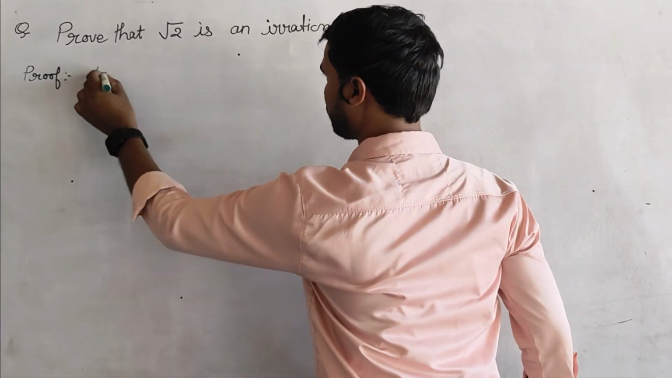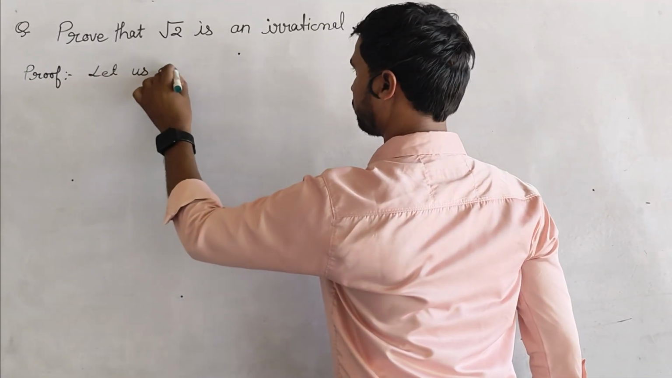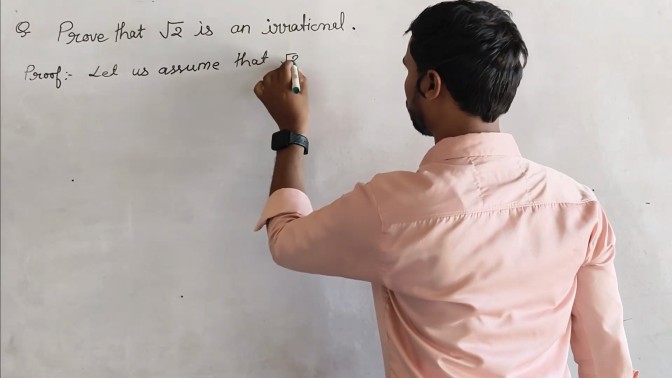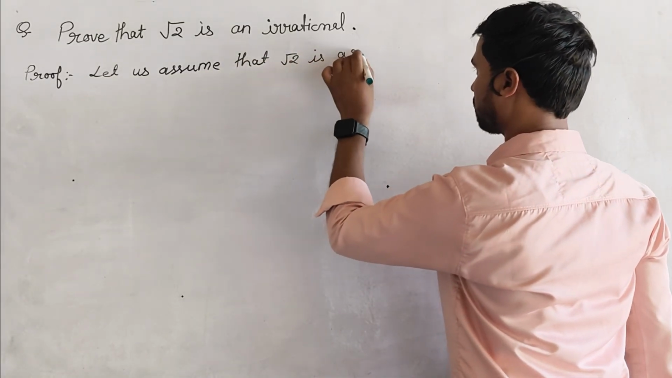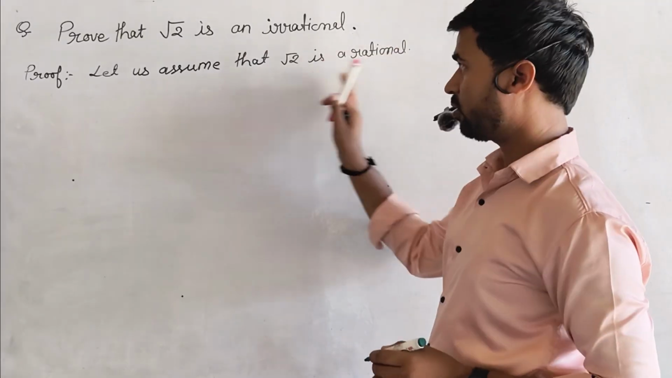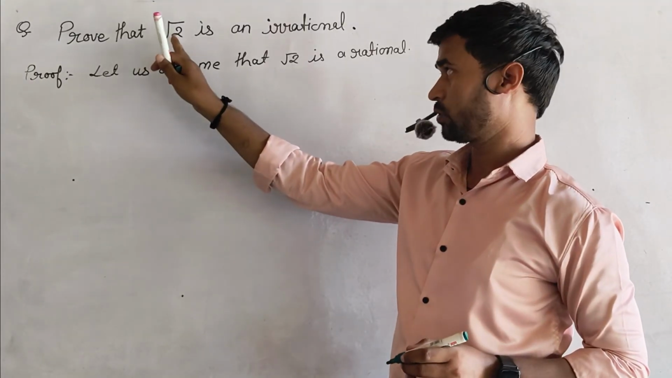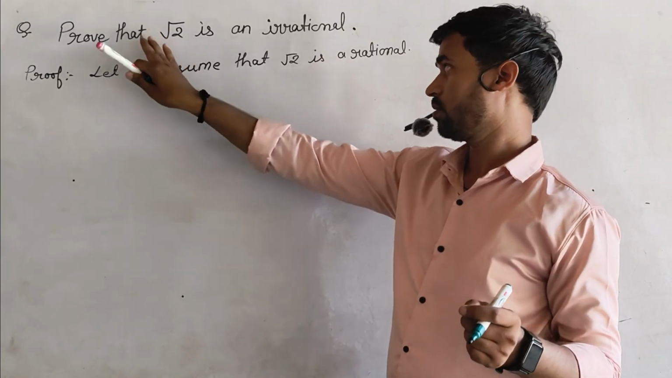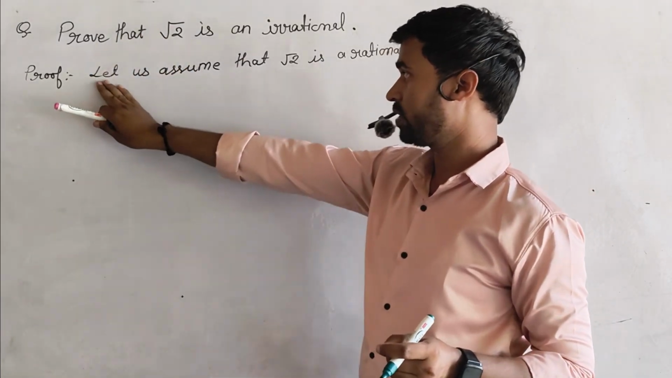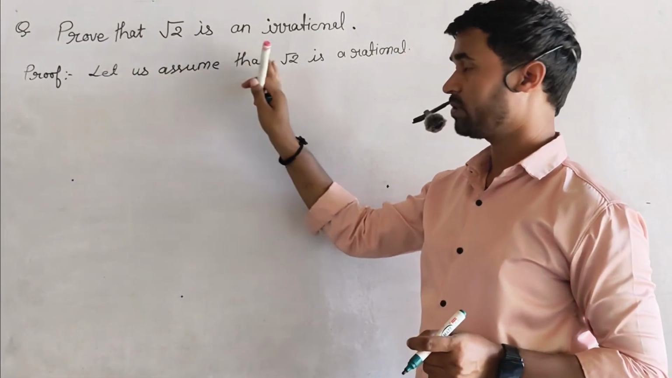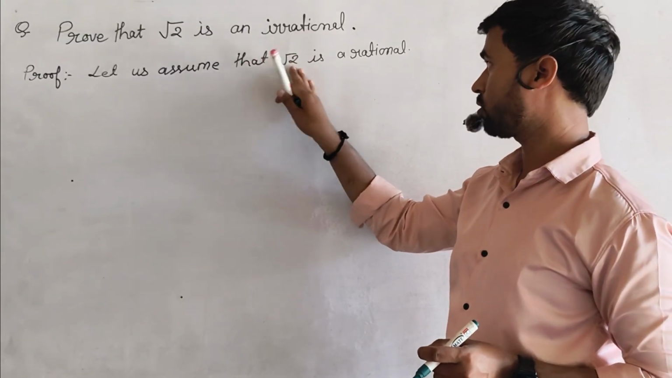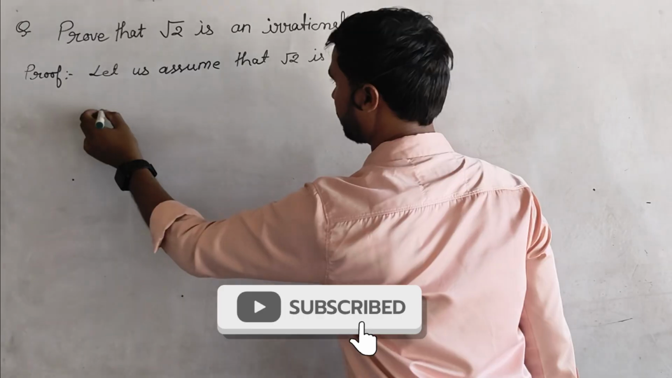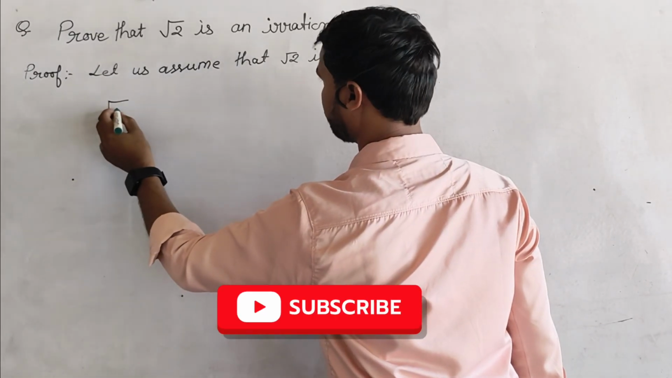First of all, let us assume that square root 2 is rational. For every question like this, whether it is square root 2, square root 3, or square root 5, we have to start like this. Let us assume that the square root number is a rational number, and we know every rational number we can write in p by q form.